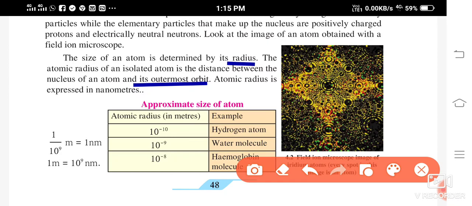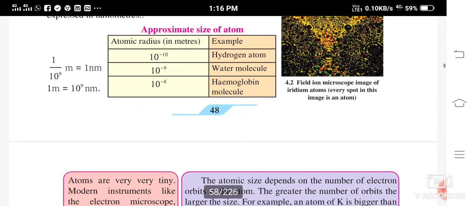So how is this atomic radius expressed? Atomic radius is expressed in nanometers. So the unit of atomic radius is nanometers. Now, the approximate size of an atom. See, examples are given. The atomic radius of a hydrogen atom is 10 to the power of minus 10. Water molecule is 10 to the power of minus 9. Hemoglobin is 10 to the power of minus 8. It is given in meters.